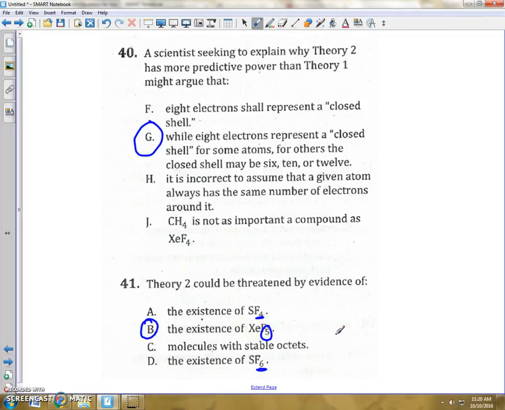So again, these types of passages are the hardest ones, and really what it comes down to is you need to identify what was different. The first one was all about 8. Theory 1 was like, oh, there has to be 8 electrons, whereas theory 2 was like, hey, you know what, we can do these that have 6 or maybe up to 12. And that was the big difference, and that's kind of what guided me through these questions.